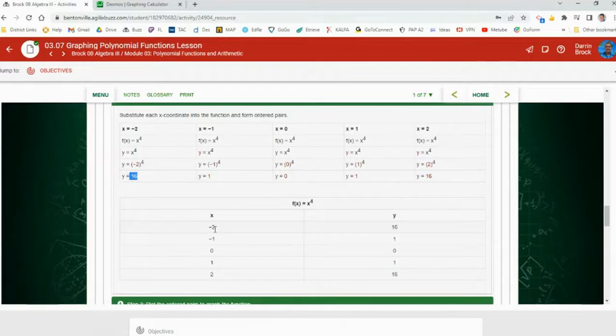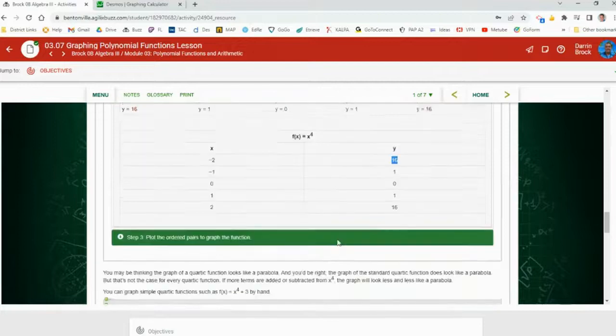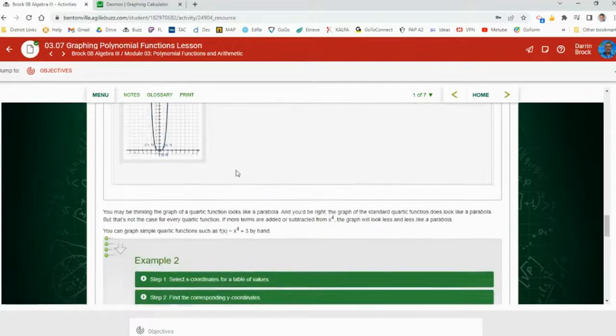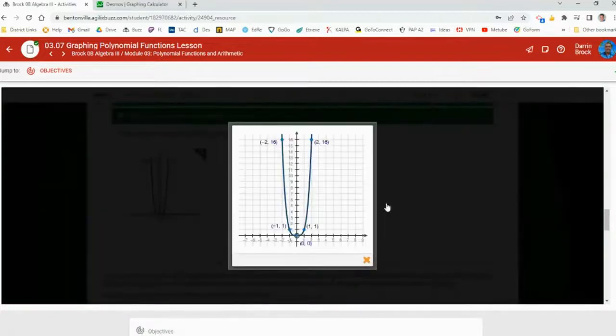So when x equals -2, y equals 16. We just substitute it in for the x and see what the y equals. So we do that with all those points on the table. We come up with this, and then we can plot them on a graph. It looks a lot like a quadratic function, but this is a little wider down here. It kind of spreads out a little bit.